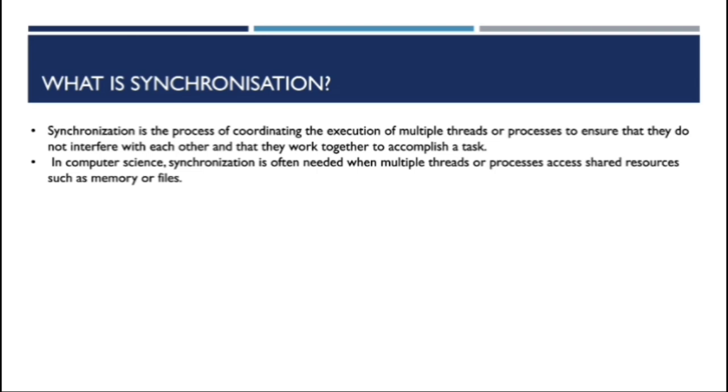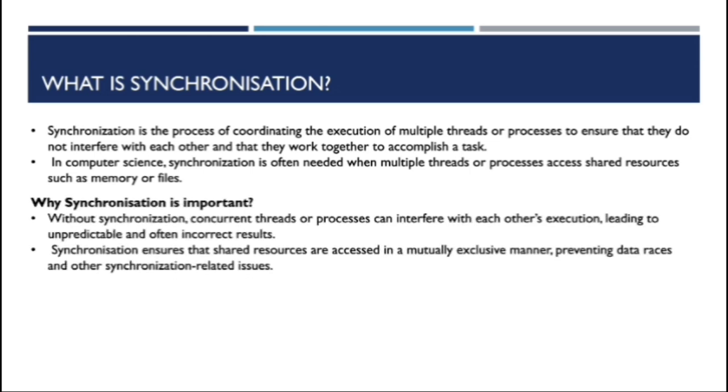Why is synchronization important? What is the purpose of synchronization? To coordinate multiple processes. Without synchronization, concurrent processes can interfere with each other, leading to incorrect results. It ensures that shared resources are accessed in a mutually exclusive manner and prevents data races. In simpler terms, synchronization is like making sure multiple things happen in the right order or at the right time.